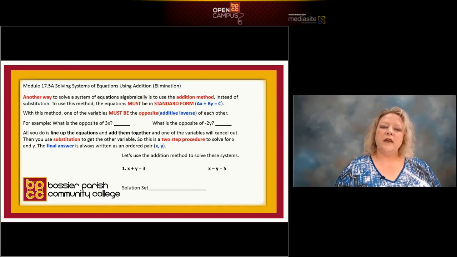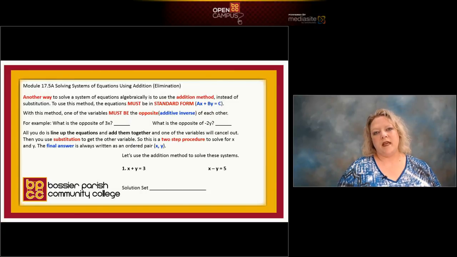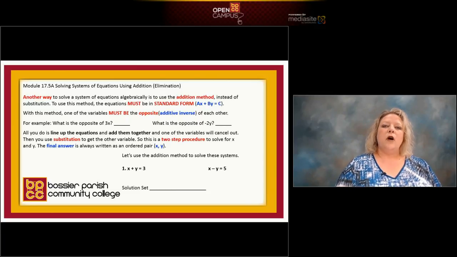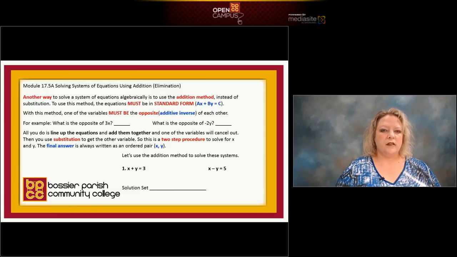Hi. So here is our next method, solving systems using the addition or the elimination method. It depends on the book that you have as to whether or not they say the word addition or they say elimination. Technically, they mean the same thing. So what do we have to do in order to use this method?